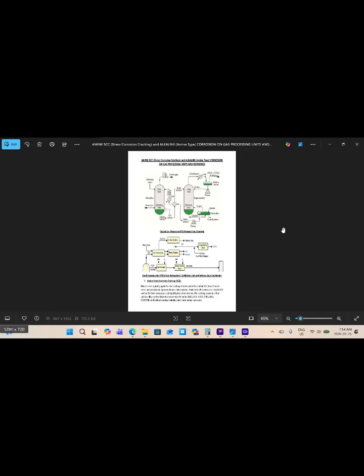Hi everyone. Today we're going to discuss amine stress corrosion cracking and alkaline amine type corrosion in the gas processing unit and refinery. As you can see from the process flow diagram on the screen, this is a sweetening system in the refinery. In a typical sweetening system in the refinery, all the sour gas is gathered and directed to a typical amine system.